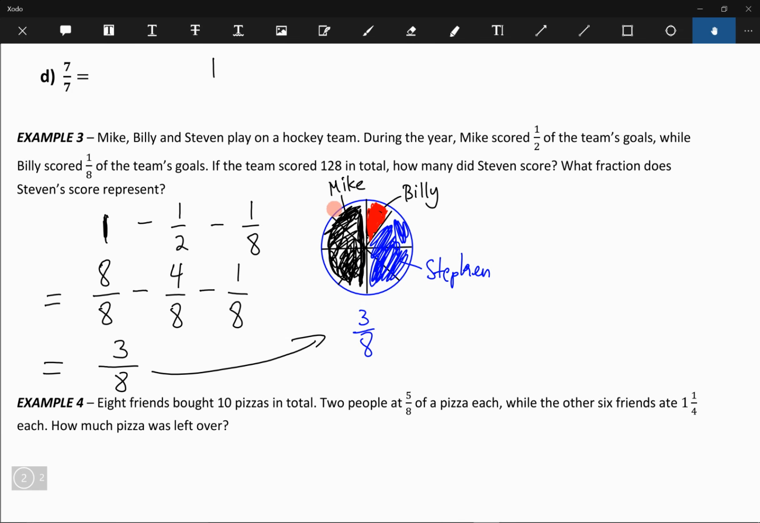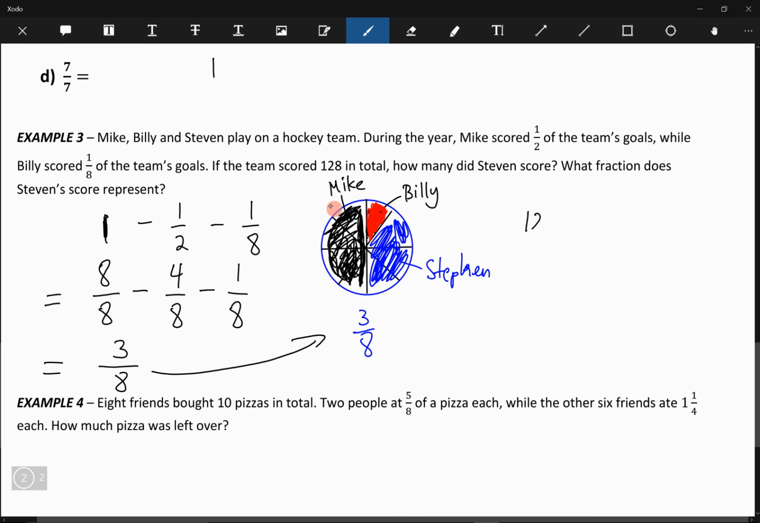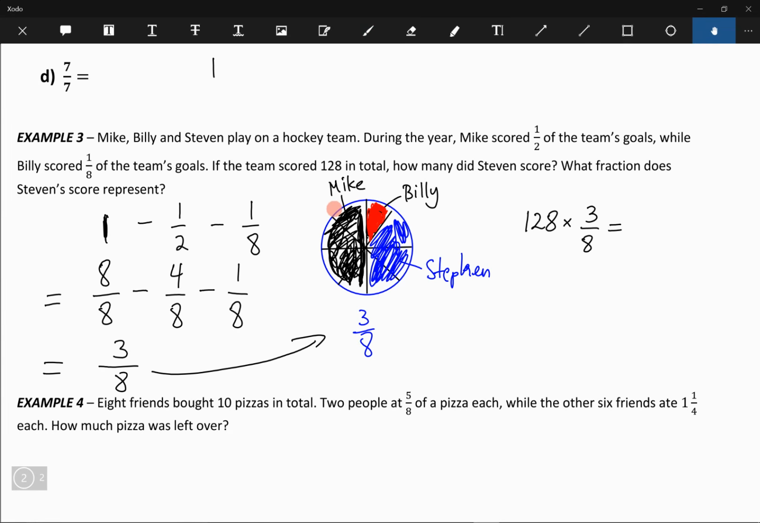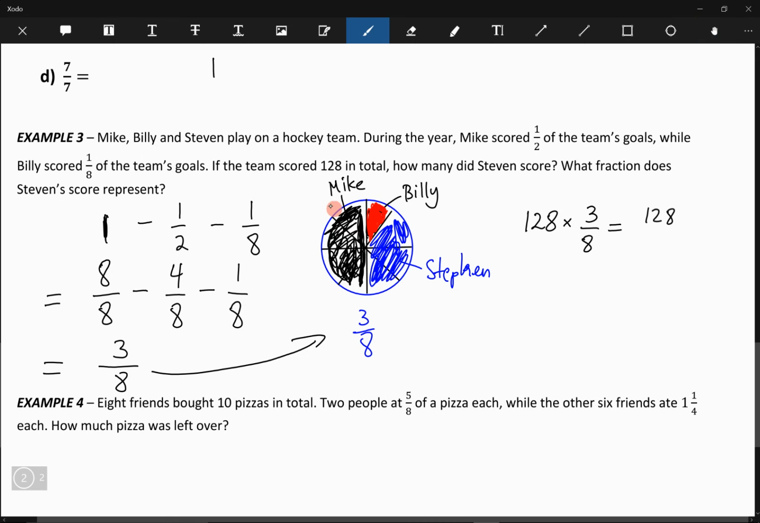That doesn't tell us how many goals. We can find out the number of goals by saying, well, if you have 128 goals, and I multiply by the fraction 3/8 of them, so 3/8 of my 128 goals is the number of goals for Steven. Well, then all I have to do here is just multiply 128 times 3, divide by 8. Okay, and that's going to give me 48 goals. So this is Steven's score.